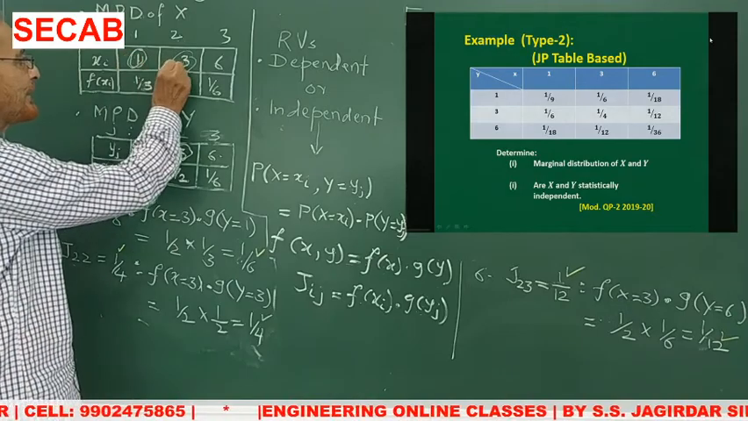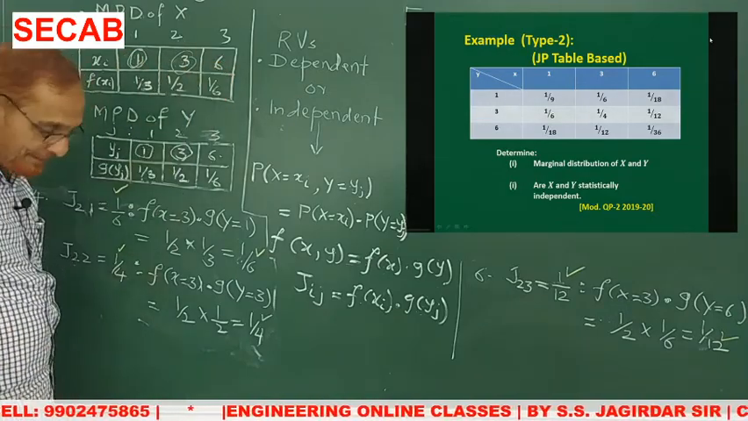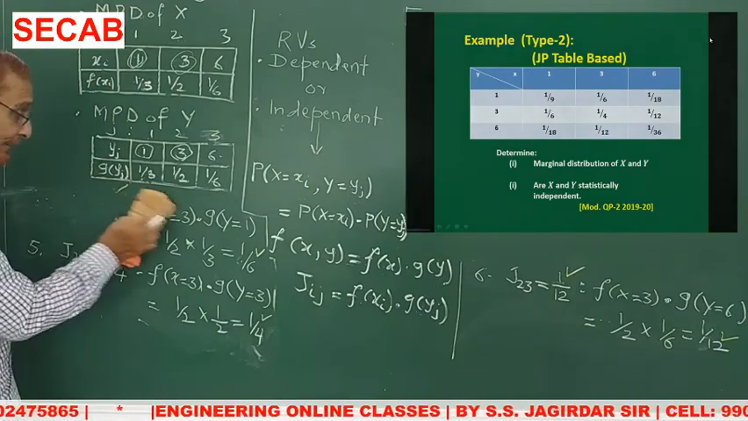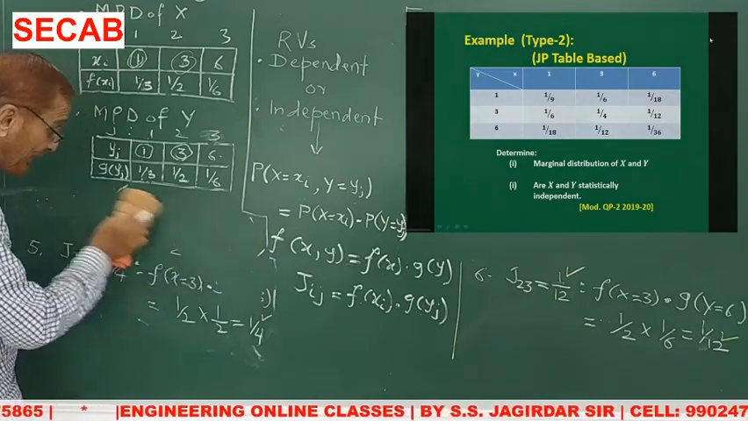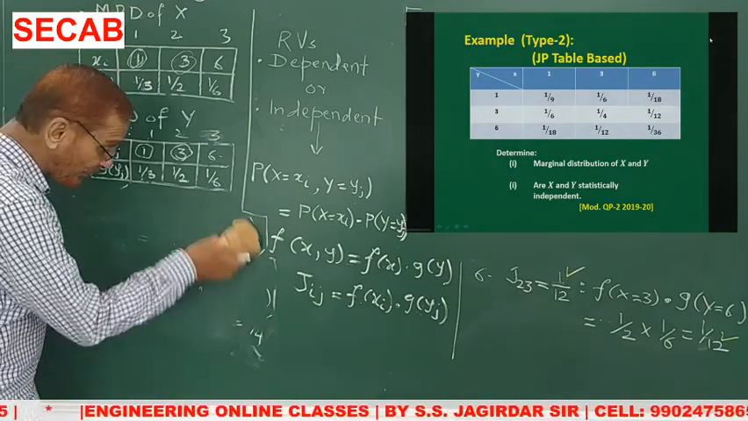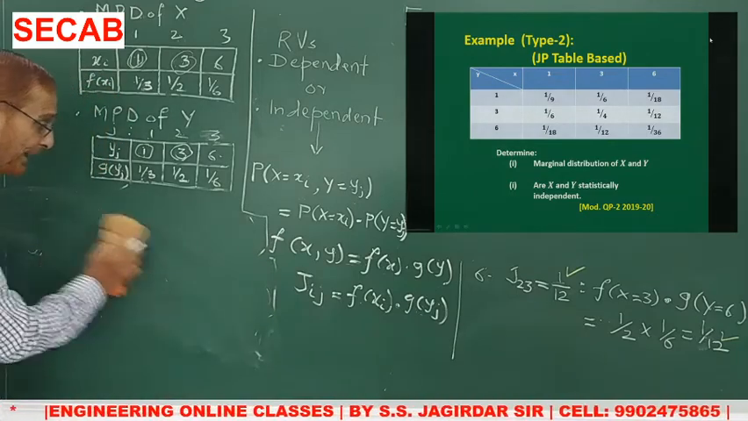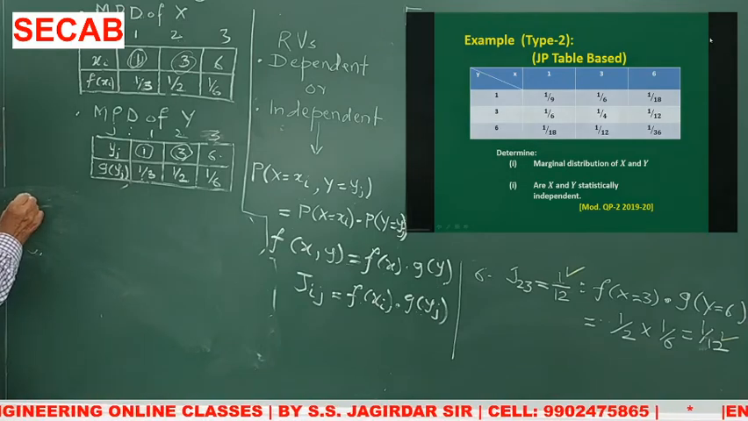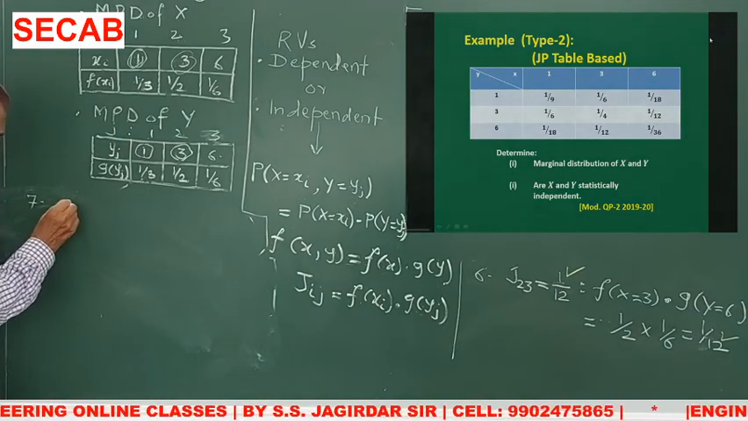Now what is left is the remaining tests. 3 into 3 is 9, so a total of 9 such calculations we have to make, and then the example is complete. After the 6th, we are taking the 7th.